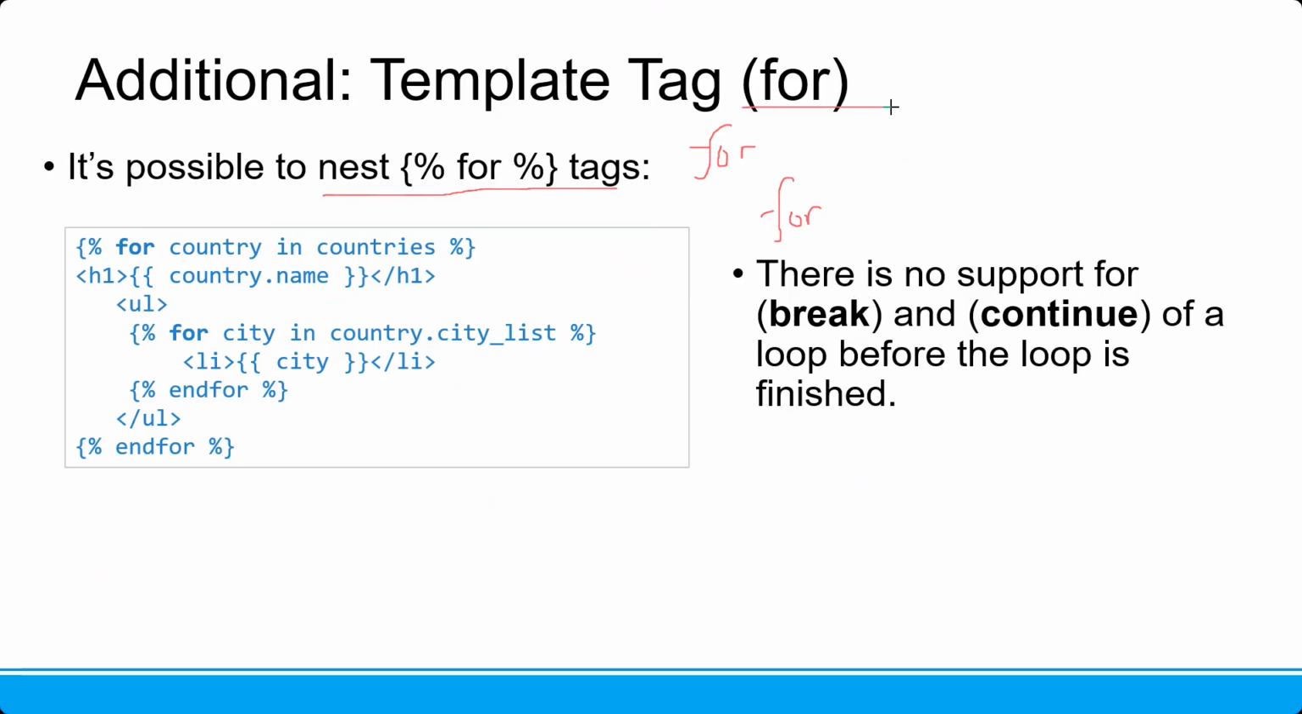Now, in the for loop, if you already studied Python, you will see break and continue. Break means you stop. Continue means you skip a value and then go to the next value. But in template tags, there is no support for break and continue before the loop is finished. So you need to make some kind of condition if you want to use break and continue.